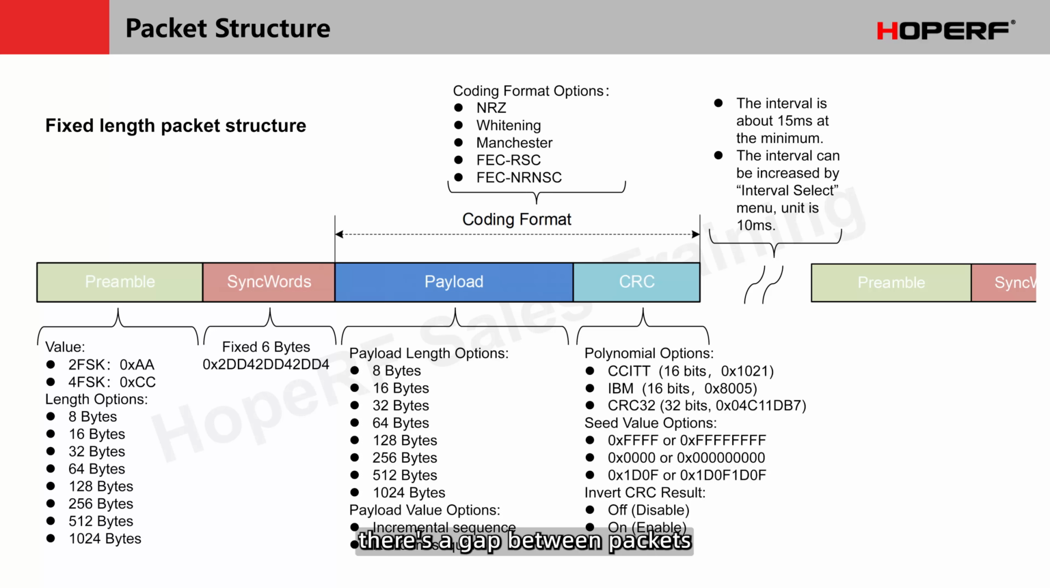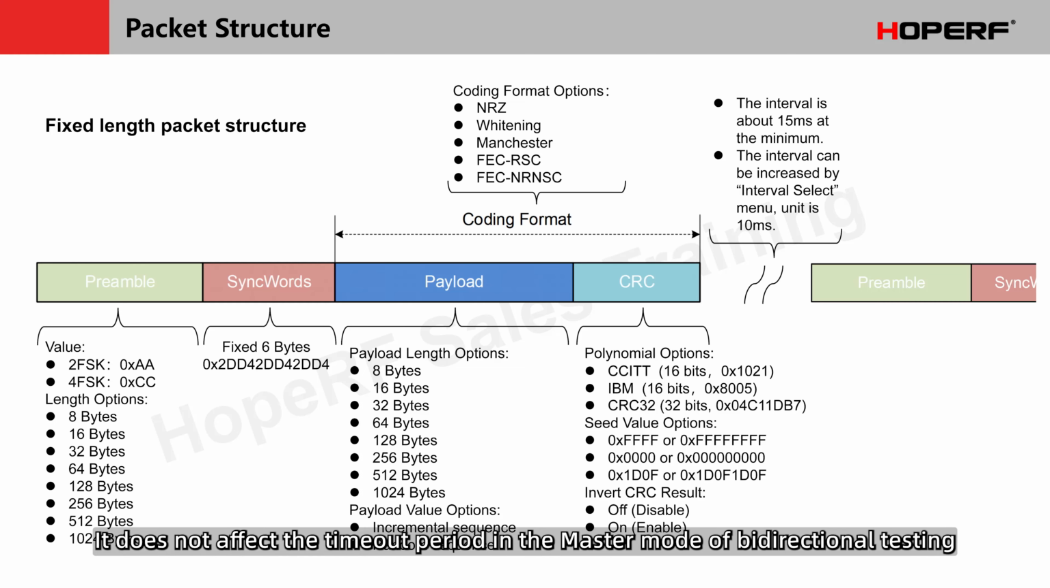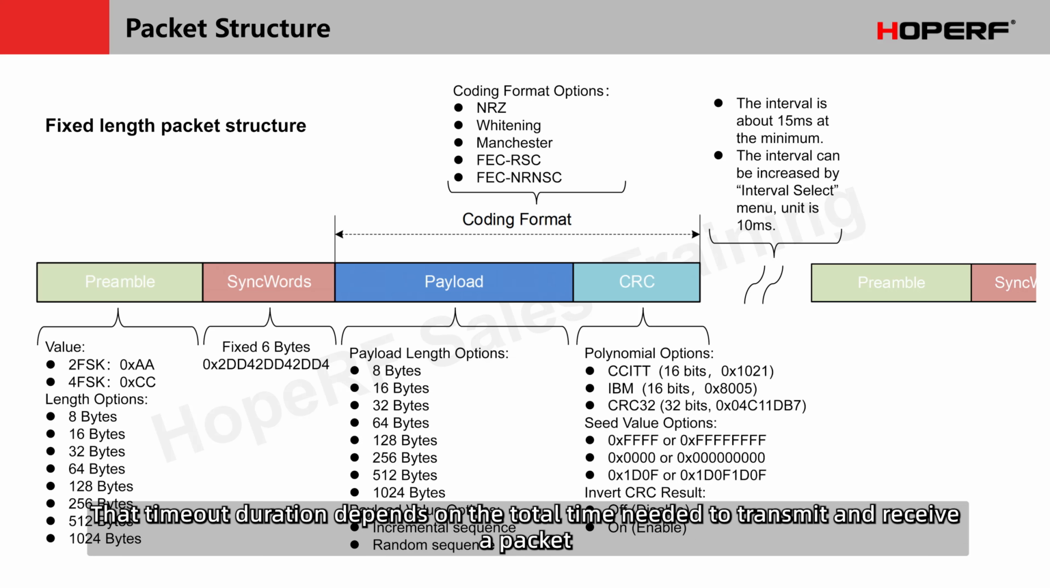Finally, there is a gap between packets. The minimum fixed gap is about 50 milliseconds. You can add extra time using the packet interval setting, with each increment adding 10 milliseconds. Note, this interval is the waiting time between transmissions. It does not affect the timeout period in the master mode of bidirectional testing. The timeout duration depends on the total time needed to transmit and receive a packet.